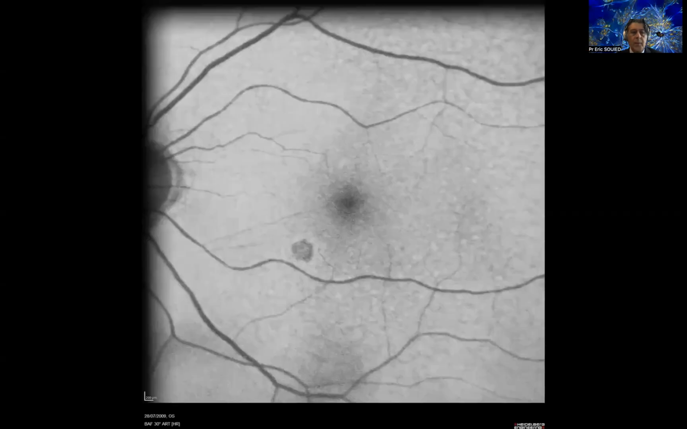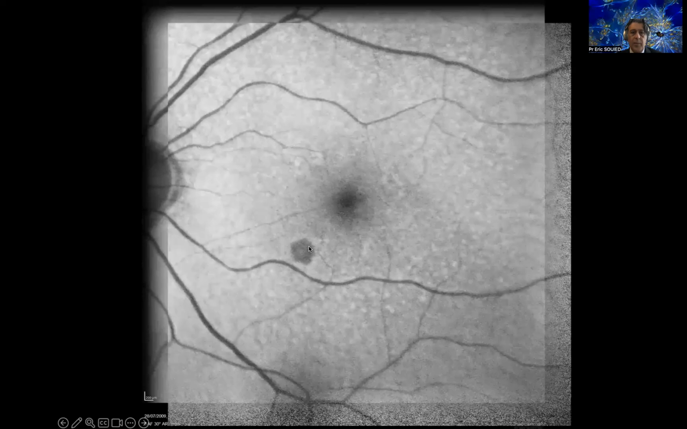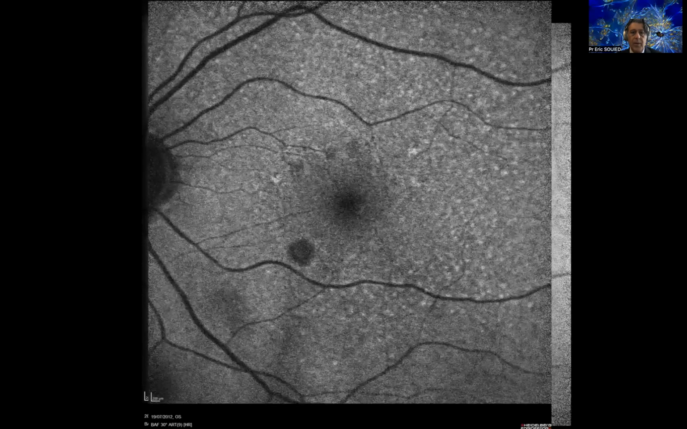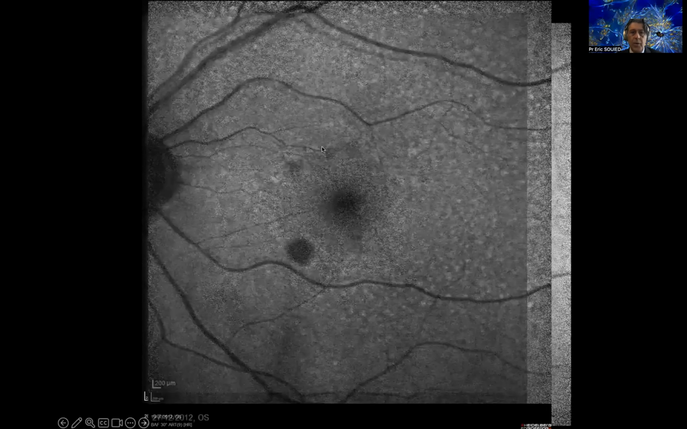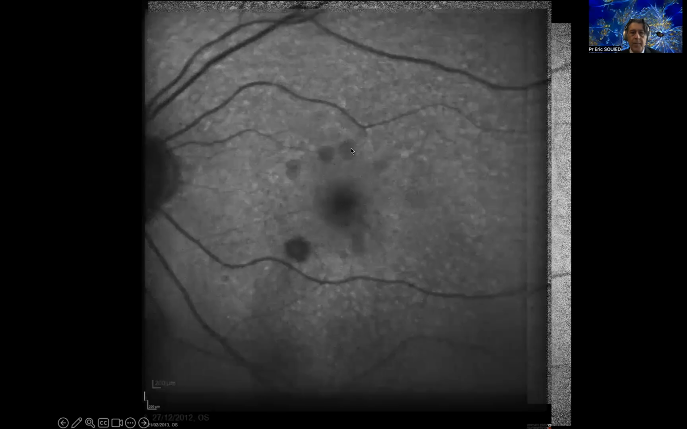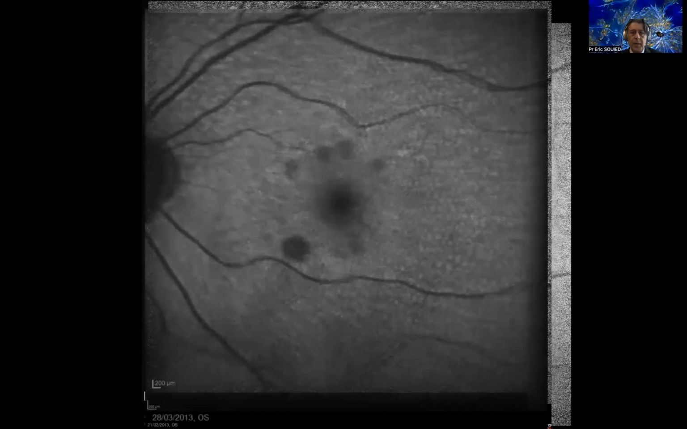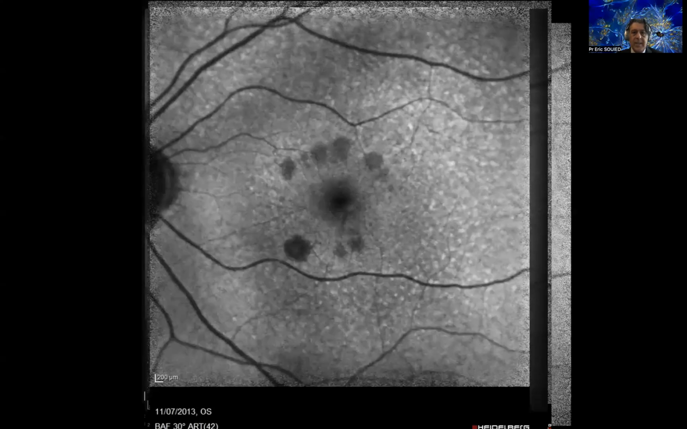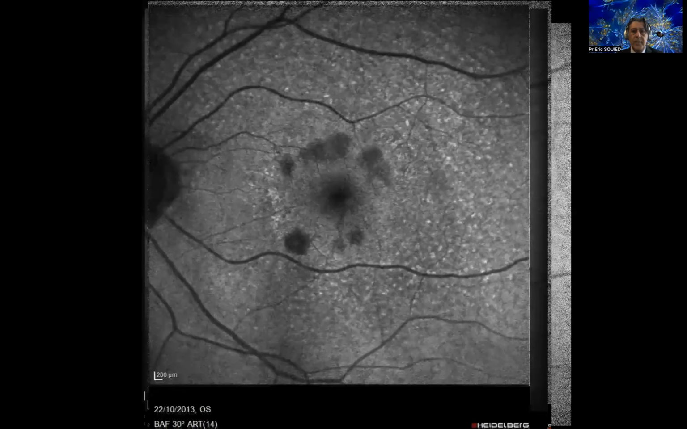Here is a follow-up of a patient with a minimal GA lesion, and with years you can see the reticular pseudodrusen, the increasing lesion, and some other lesions appearing, multiple dots of hypoautofluorescence. That is the sign of the growing of GA.